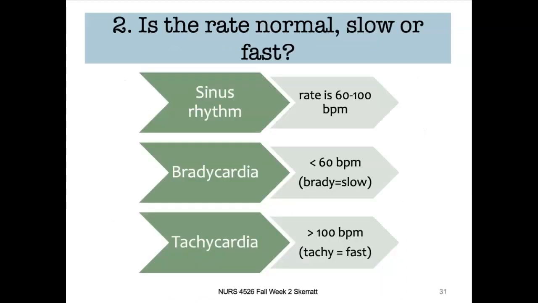So let's think about number 2. Is the rate normal, slow, or fast? Well, if it's normal, we know the SA rate is firing at 60 to 100 beats a minute, and it's the normal pacemaker site or cell of the heart. And so if the rate is between 60 and 100 beats a minute, we know it's coming from the SA node, so we call that sinus rhythm. If the heart rate's less than 60, we know it's brady, which equals slow, so we call that bradycardia. And if it's above 100 beats a minute, we call that tachycardia.